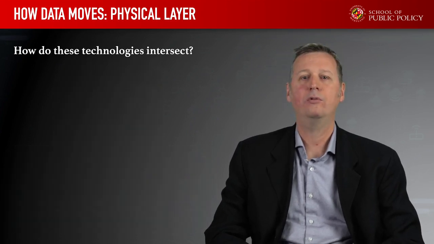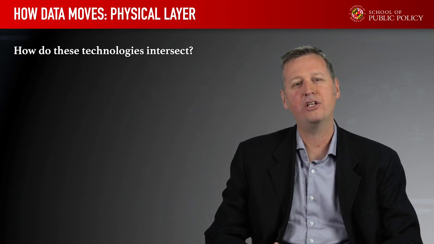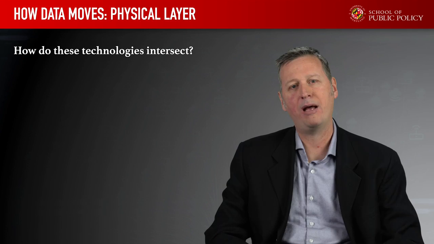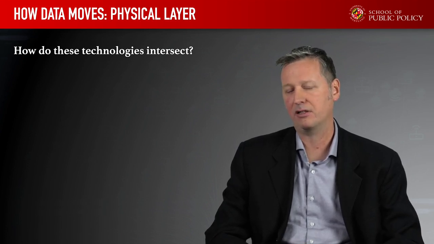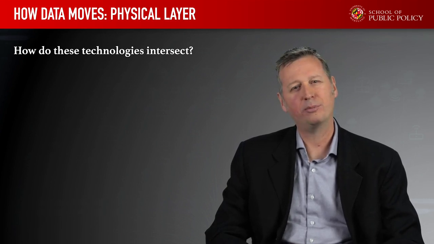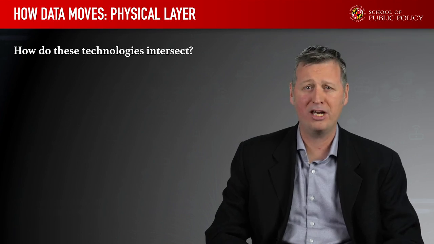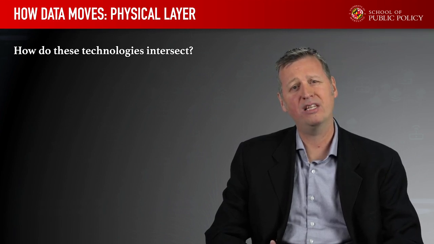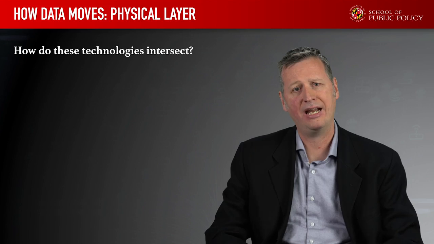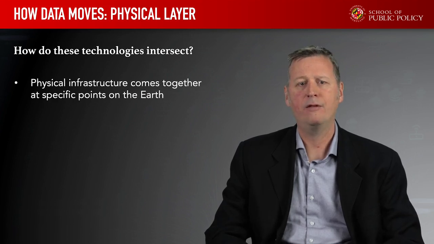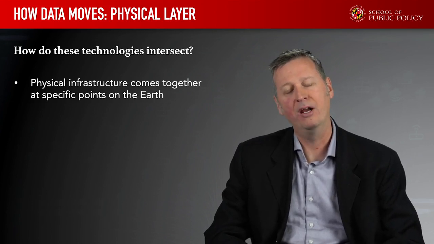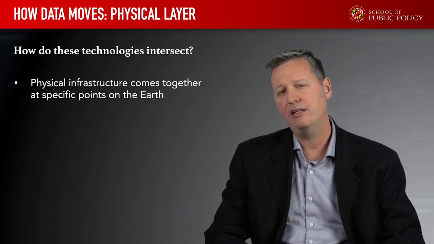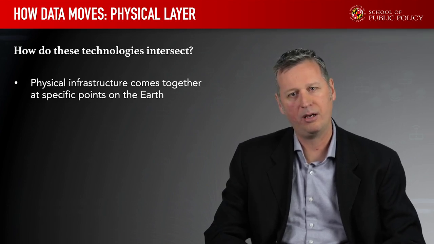So how do all these technologies intersect? Because we've talked about fiber optics, we've talked about terrestrial microwave, and we've talked about satellite-based technologies. But unless you're planning on building one really large network that covers everything around the world, there's got to be a way for these physical mediums to actually connect together. The physical infrastructure comes together at very specific points. Because remember, the internet is a collection of independent and controlled networks.